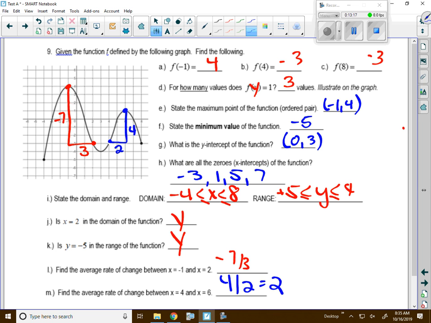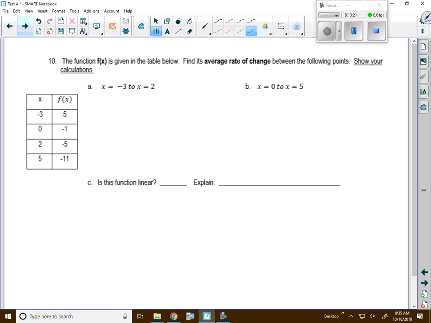Okay, any questions for me? All right, this was a very long test, so we're almost there. Okay, this one, what do you have to do? Find the Y's in pairs. Okay, average rate of change is the same thing as slope. All you're doing is slope calculator.